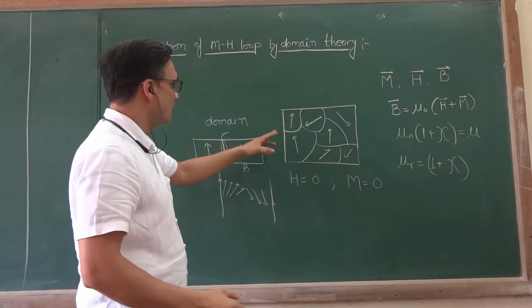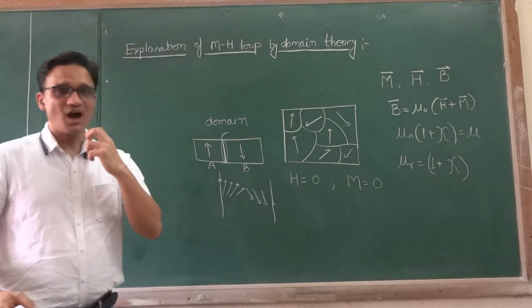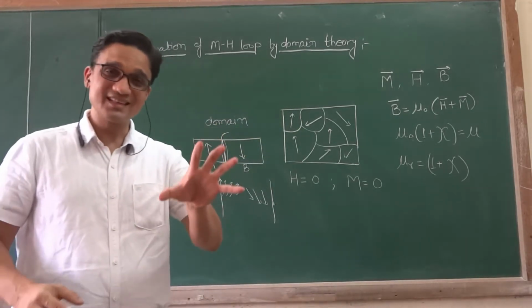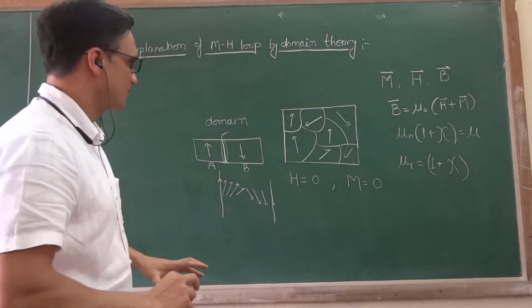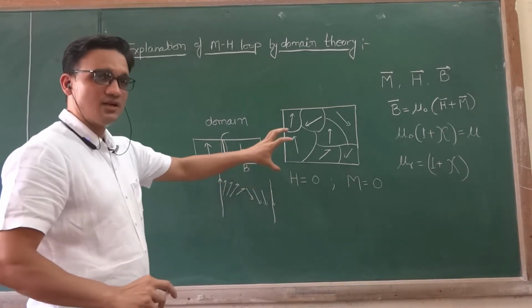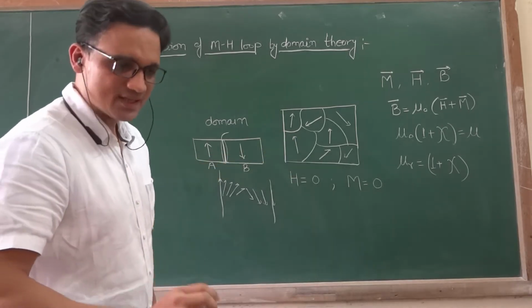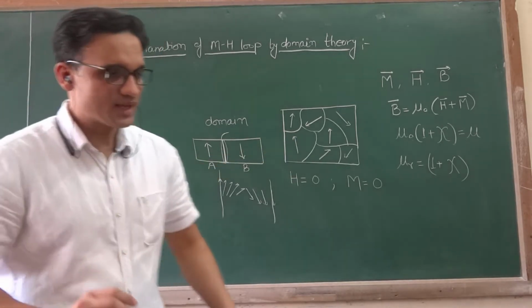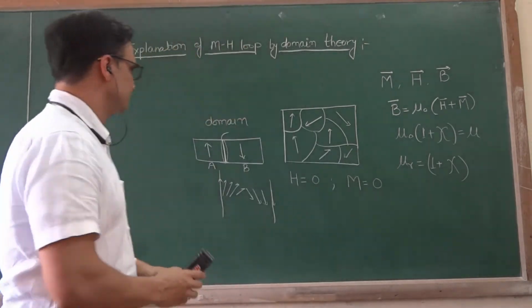They create their regions, and because of those regions there are boundaries. These boundaries are called domain boundaries, or you can say the Bloch wall, and you will study this in detail in solid state physics. Here the main concept I explained to you is the domain. Now on the basis of the domain, I am going to explain the MH curve.